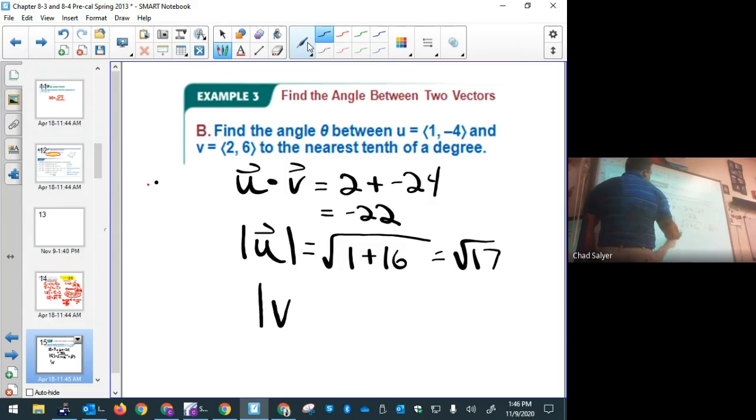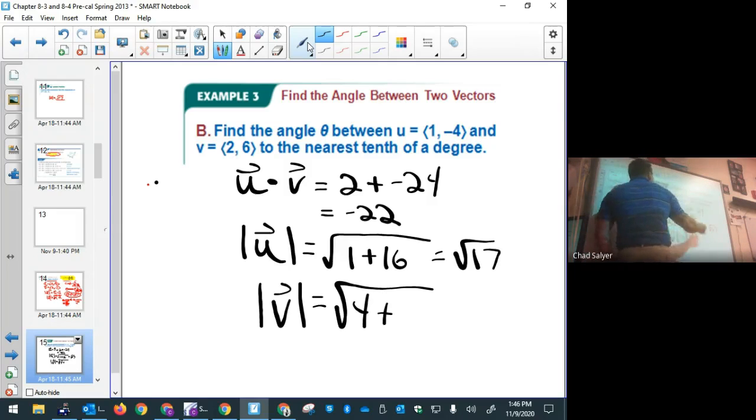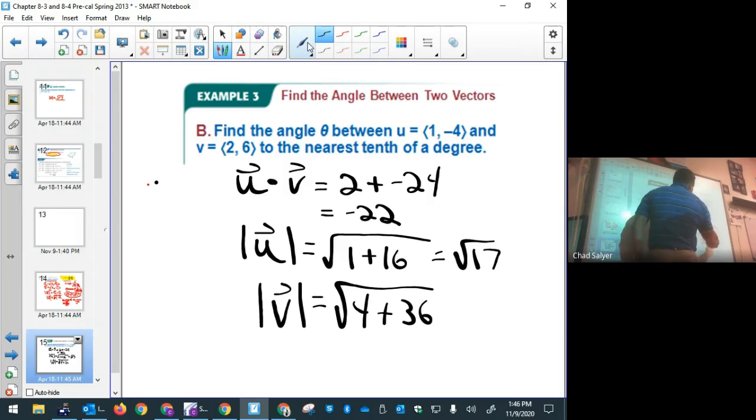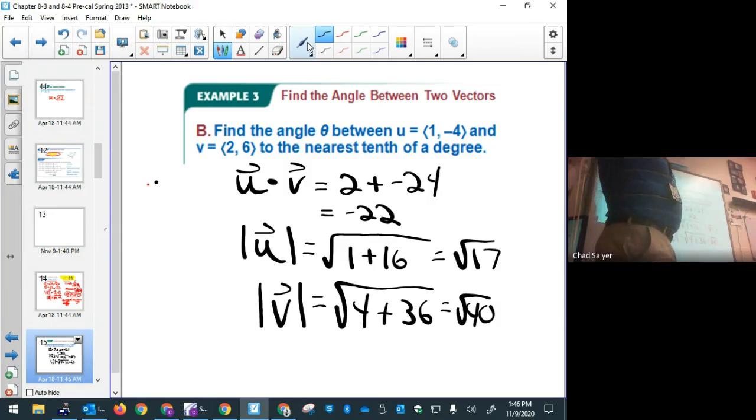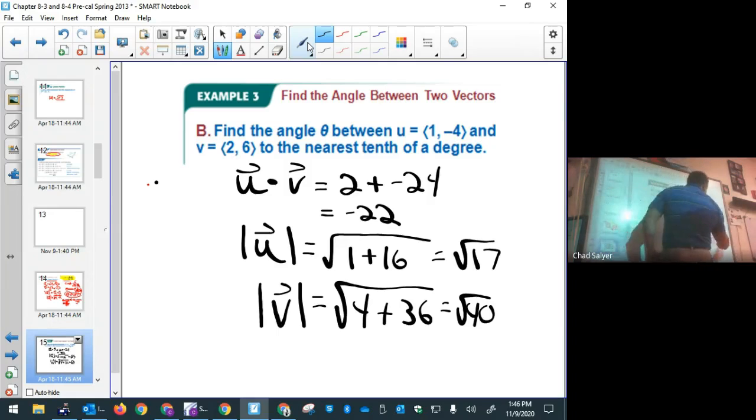And then the magnitude of V, square root of the component squared. 2 squared is 4. 6 squared is 36. Radical 40. Caleb, what's my perfect square factor here? 4. Good. So I'll rewrite this as radical 4 times radical 10, or 2 on the square root of 10.